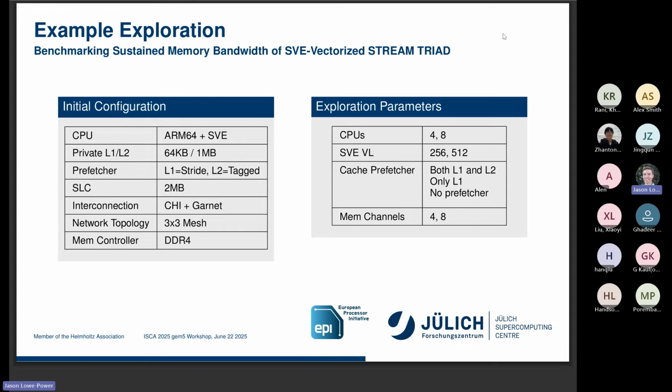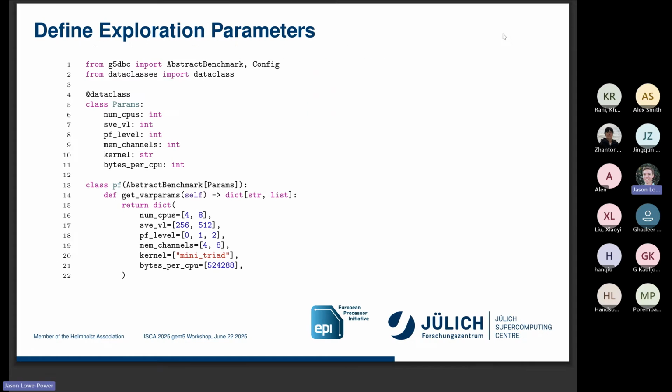So as an example exploration, if you want to have a very simple experiment, you want to take a look at the sustained memory bandwidth on the SVE-vectorized STREAM triad benchmark, and you want to see what the impact will be of changing, for example, the SVE vector length or the existence of the hardware prefetcher. You could take some initial system configuration and define that you want to try these parameter variations, and you will do it like this.